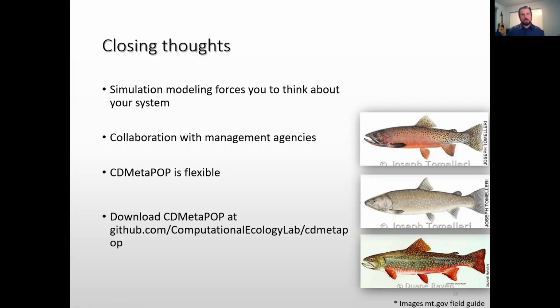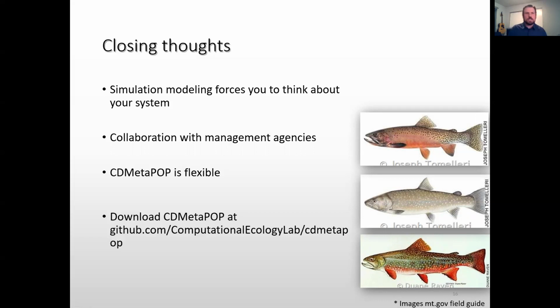The whole process of simulation modeling has really helped foster a great collaboration with the management agencies that we work with, and we have this sort of back and forth adaptive management where we present model results, and then we can compare those to their empirical data, and then we can use those data to update the model, provide new results. And it's this cycle, and it's really helped us develop a great relationship with these management agencies.